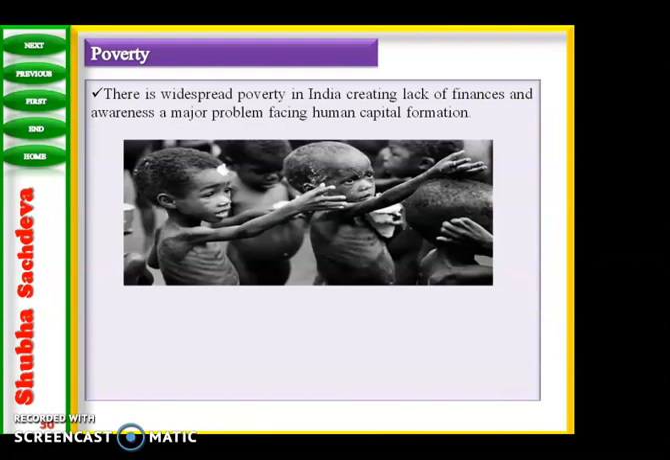They will ask their children to go and earn something, either to sell the newspapers or to sell the tea or anything else, or even begging also. Go and beg, bring some money. So this is the major problem. Why, when our main resource is the population, is the population not getting education? Why is there not human capital formation?